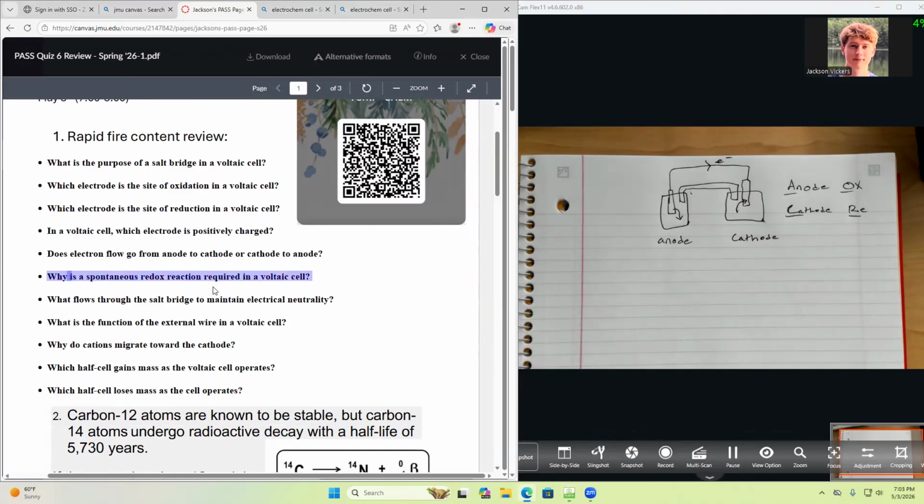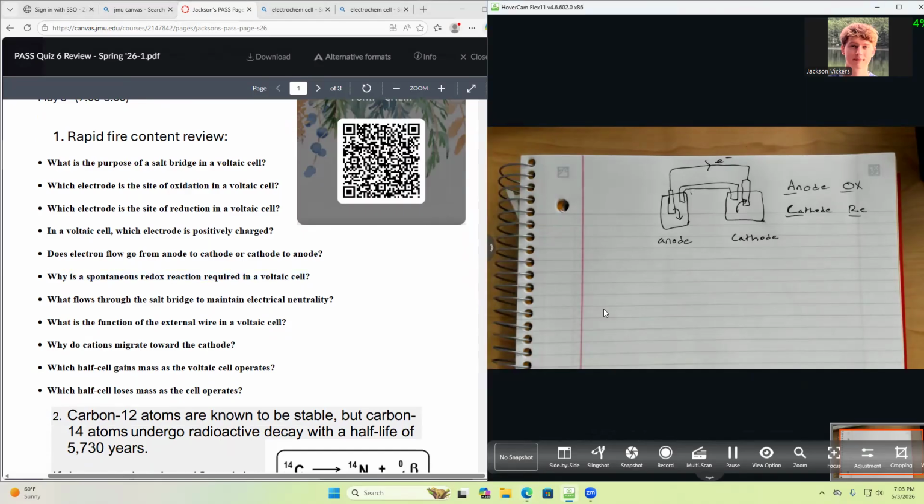This next one was not a great one. We can skip it. It's asking why is a spontaneous redox reaction required in a voltaic cell? The answer is that it provides external energy to a power circuit. That's a little bit too complicated. I don't think you need to know something like that.